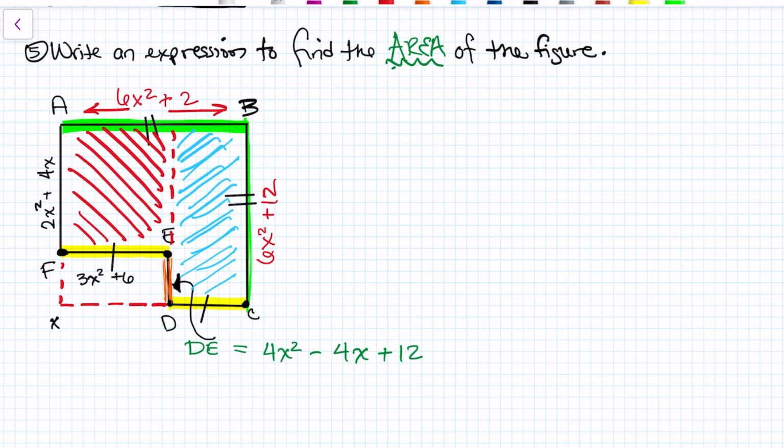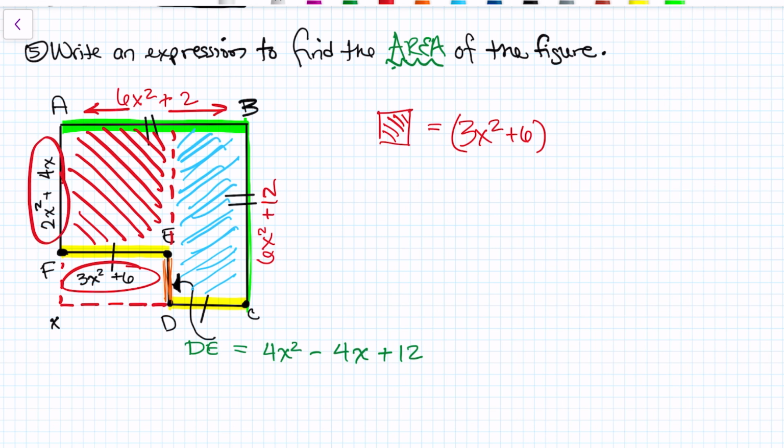So in order to find this red square, let's see, we'll draw it like this part. That's going to be the 3x squared plus 6. And then I'm going to multiply that by this part, because the area of this little red shaded rectangle is just length times width. So that's the length and the width of that figure.